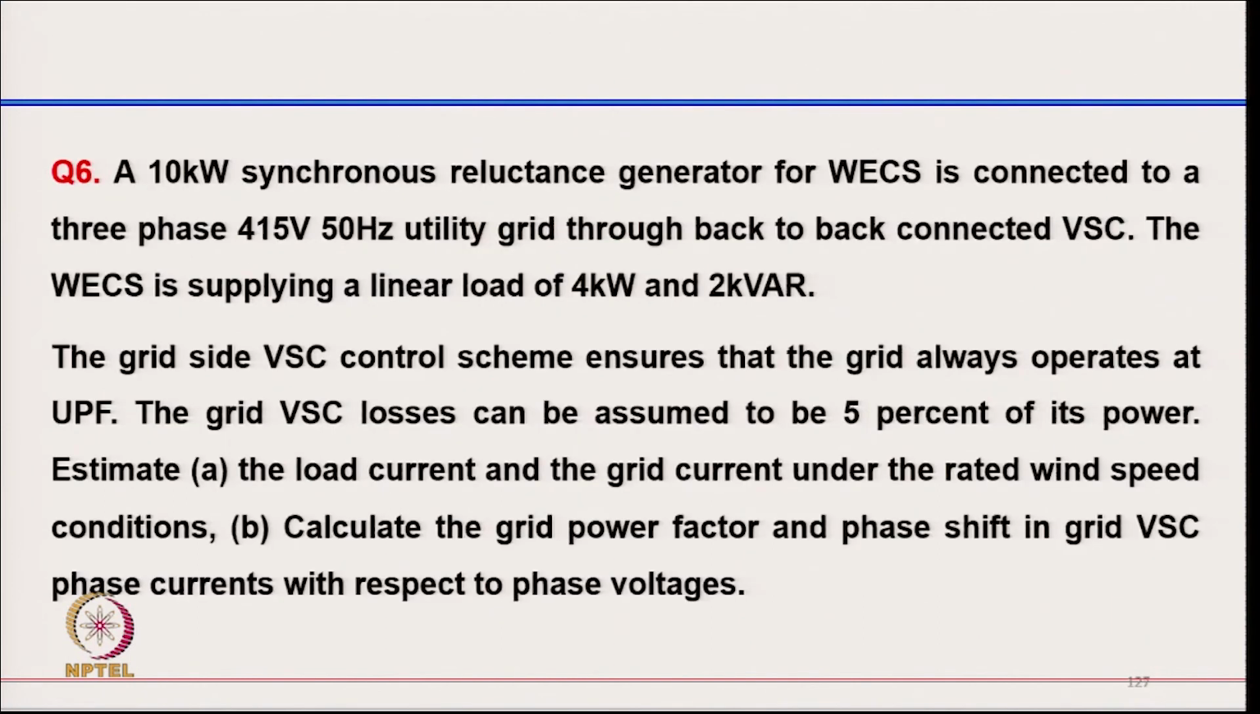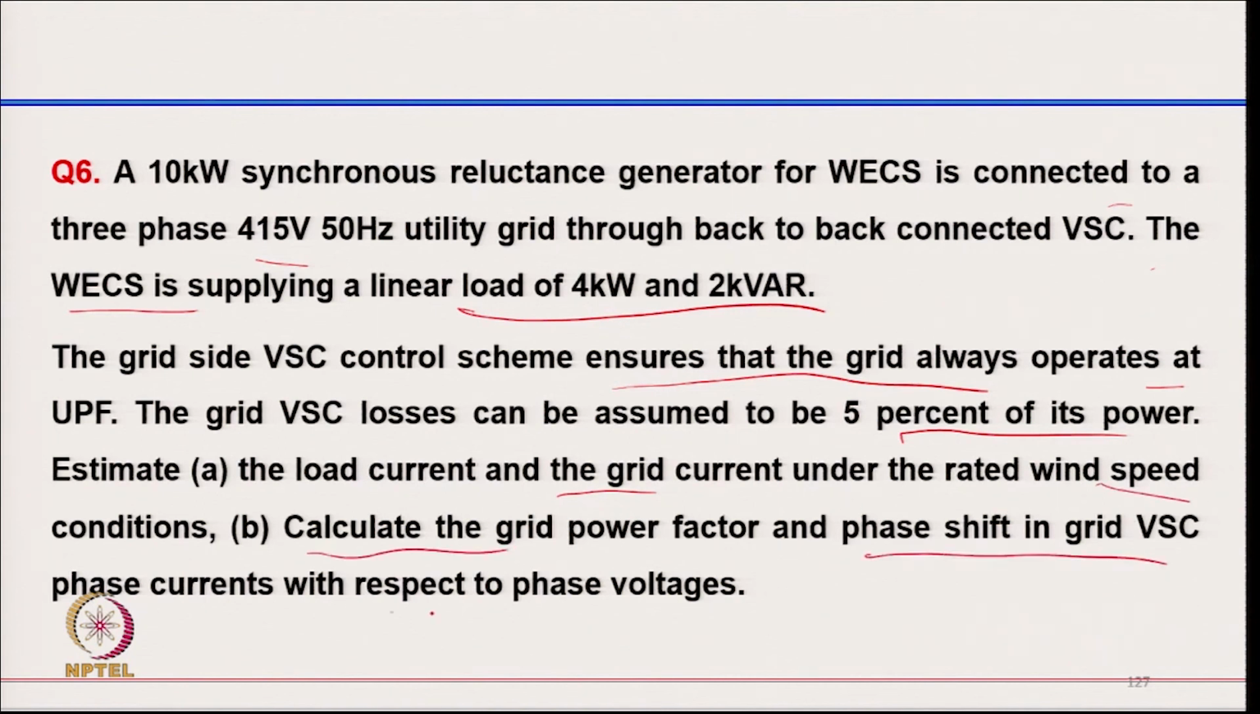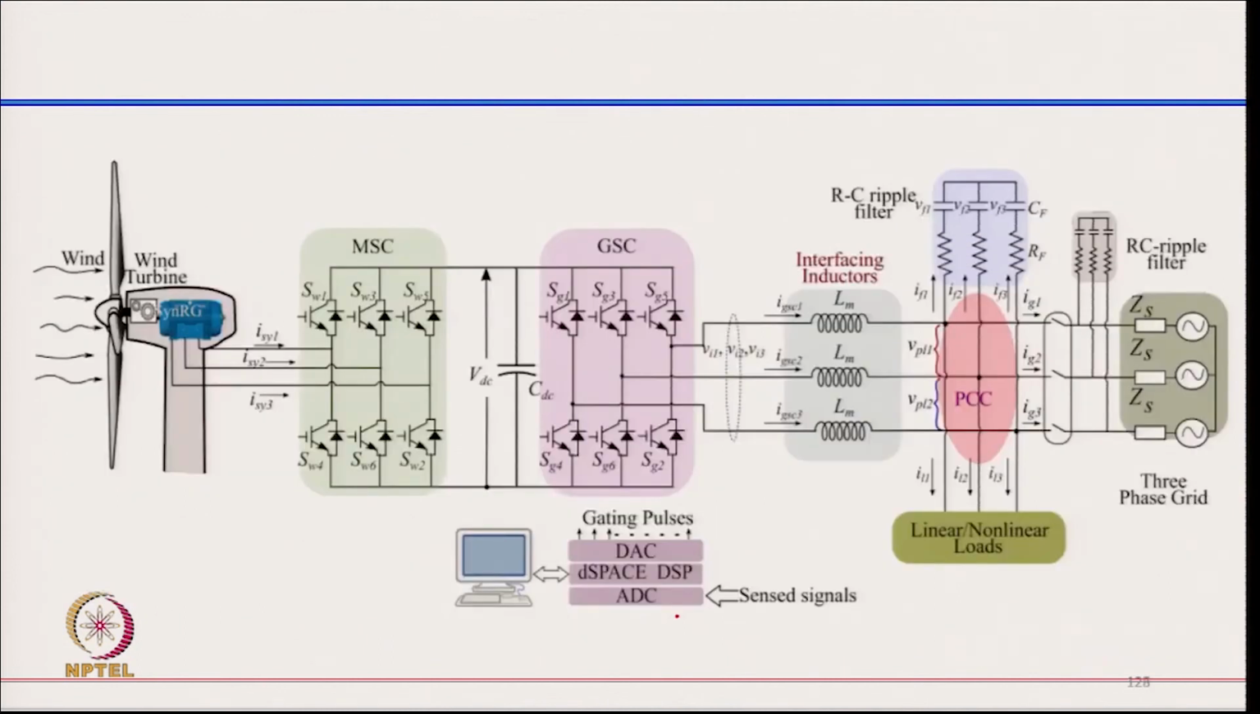So, coming to the sixth example: a 60 kilowatt synchronous reluctance generator for a wind energy conversion system is connected to a 3-phase 415 volt 50 hertz utility grid through a back to back connected voltage source converter, and the wind energy conversion system is supplying a linear load of 4 kilowatt and 2 kVAR reactive power. The grid side voltage source converter ensures that the grid is always operated at unity power factor, and the grid voltage source converter losses can be assumed to be 5% of its power. A, estimate the load current and the grid current under rated wind speed. B, calculate the grid power factor and the phase shift in the grid voltage with respect to the phase voltage. This is the typical system.